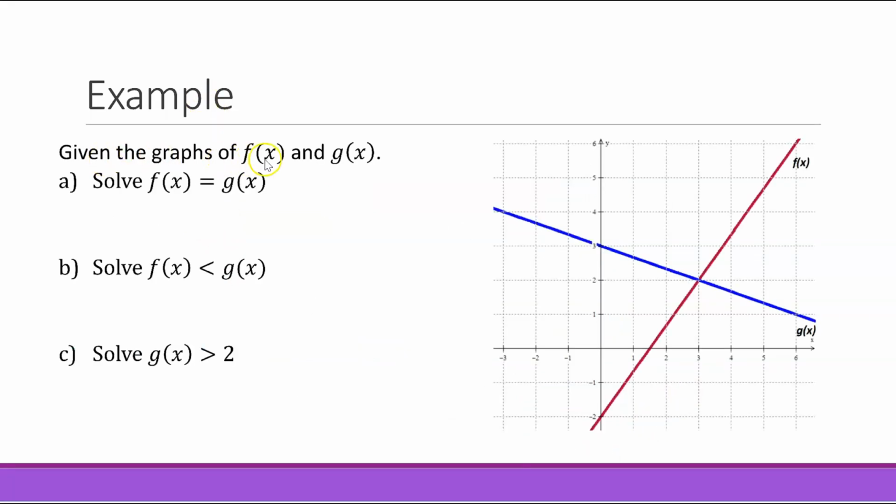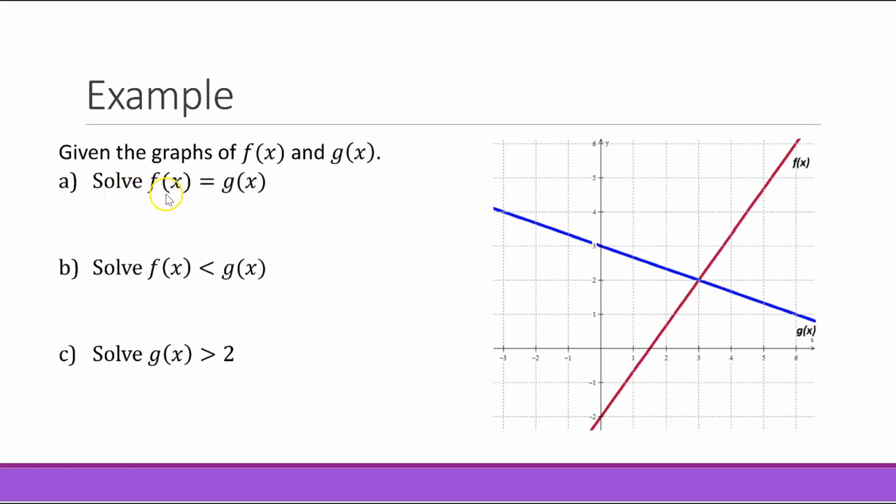In this example, we're given the graphs of f of x and g of x. Both are linear functions. We're basically extending the ideas from the previous example. Now we're solving an equation and some inequalities, but with two different linear functions involved. So we're solving for x values.